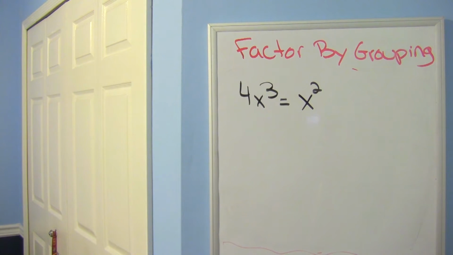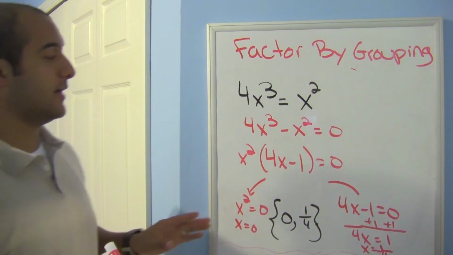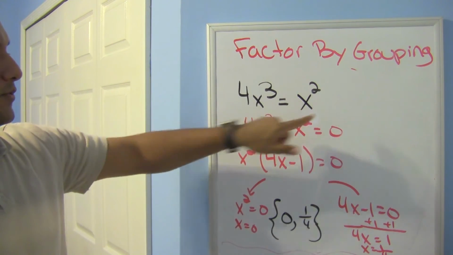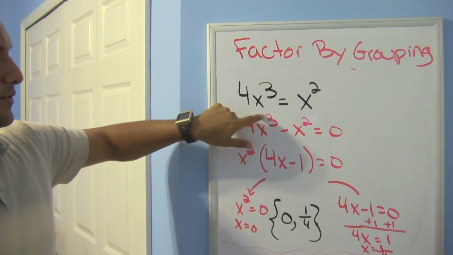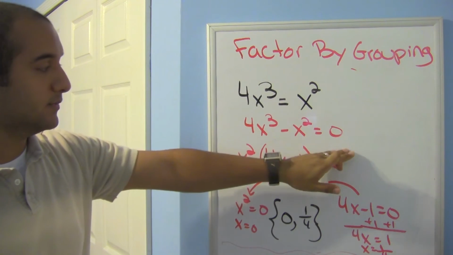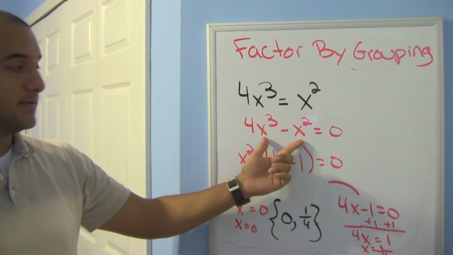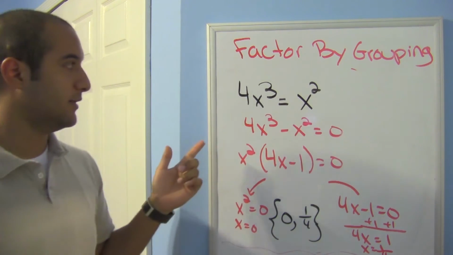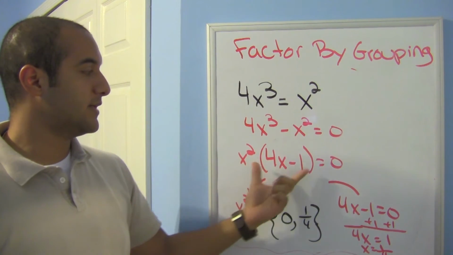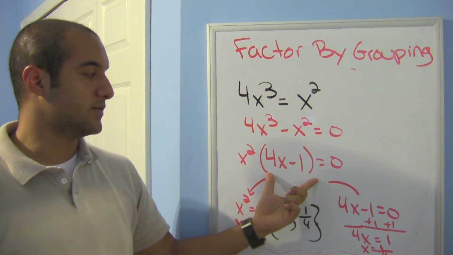Go ahead and combine everything I've shown you and try this problem out. I'm going to show you the answer and how to do it in 3, 2, 1. Alright, this is how you work this one out. I moved my x squared to the other side, so I have 4x to the third minus x squared equal to 0. I notice that they both have x squared at the very least, so I factor that out. So x squared times 4x minus 1 equal to 0.